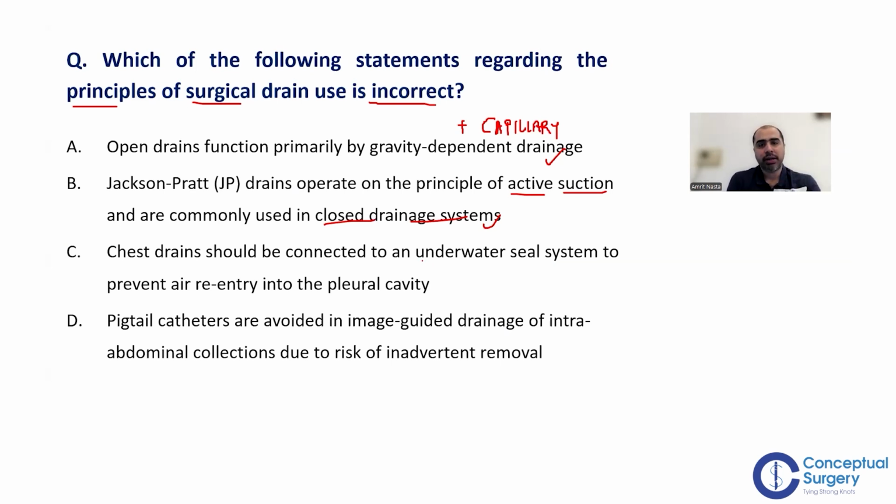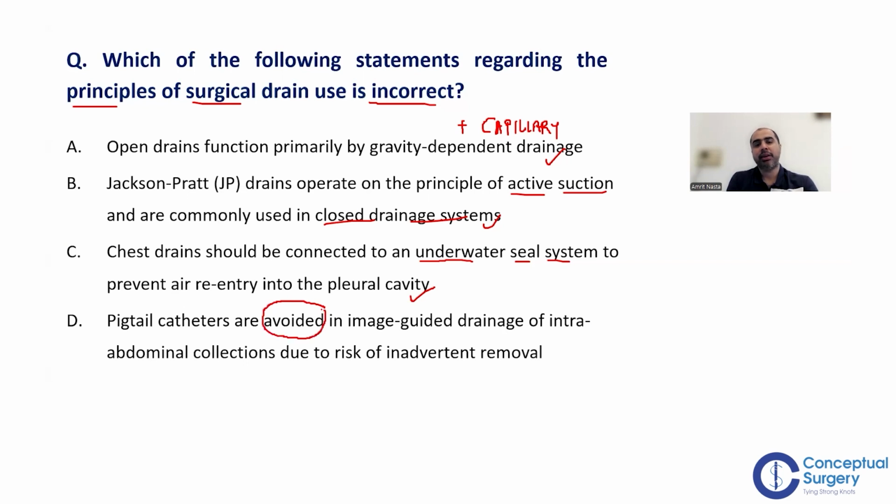Chest drains are connected to an underwater seal to prevent re-entry of air into pleural cavity. This is correct. Obviously, if it is exposed to the environment, when the person breathes in, the air from the environment will go in the tube and thereby into the pleural space. So when it is underwater, that negative intrathoracic pressure will not be able to suck the air because there will be a one-way valve.